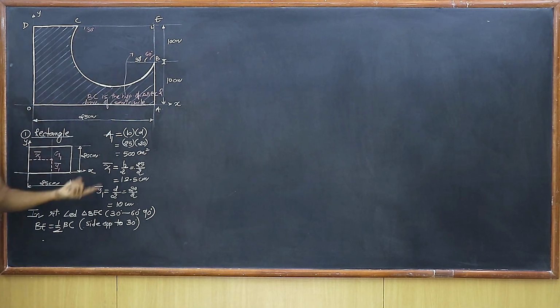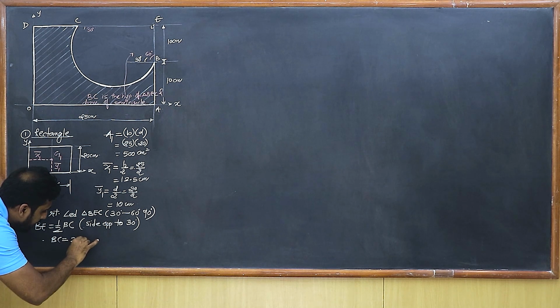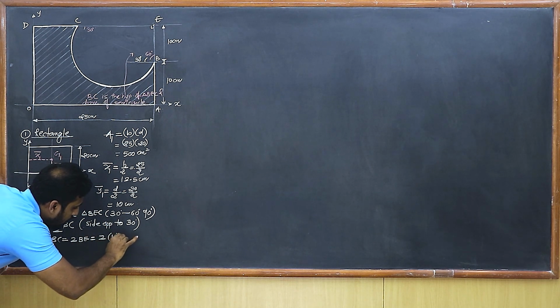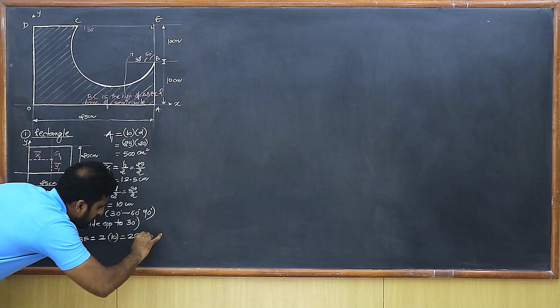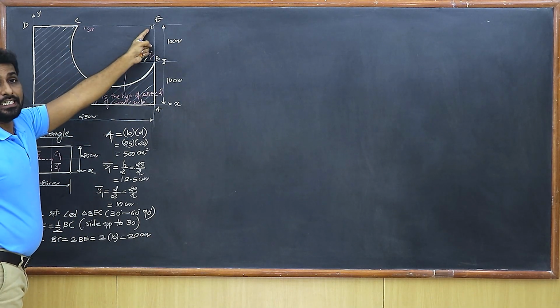So it is very easy to find the length of BC now. Therefore BC becomes 2 times BE, which is 2 into 10, or I say 20 centimeters. So I've got the length of BC. Let's very quickly get the length of CE also.